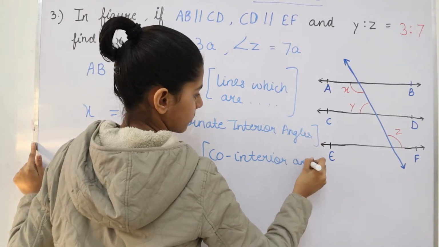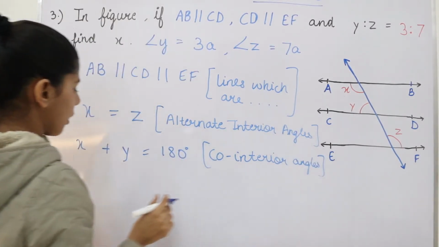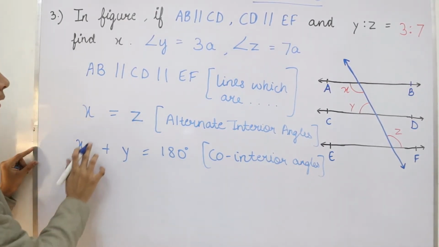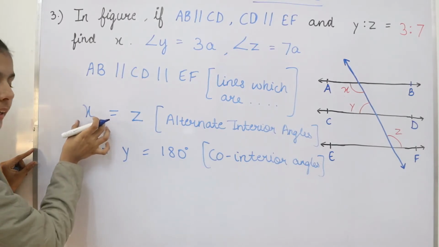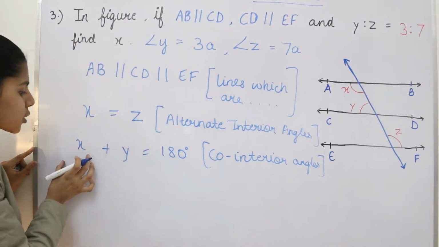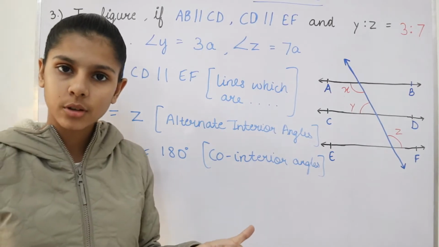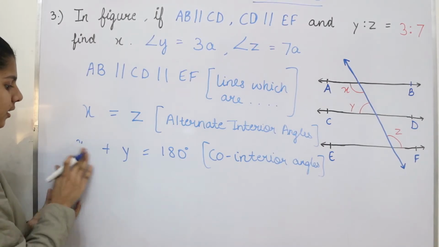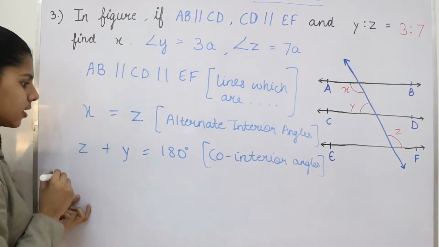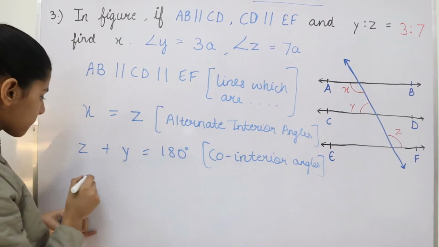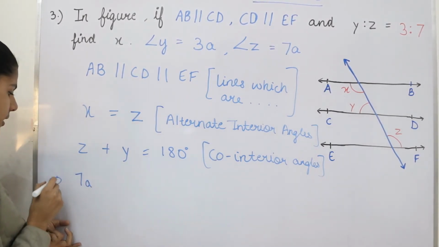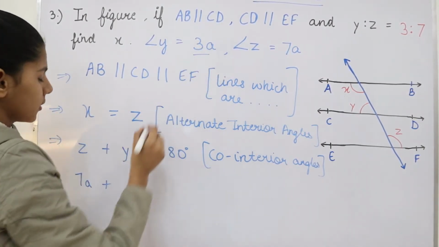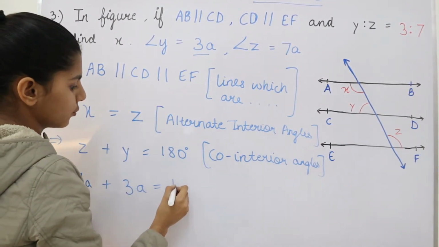Co-interior angles. Fine. Now angle X plus angle Y is equal to 180 degree. We have discussed in the earlier step that angle X is equal to angle Z. So in the place of angle X we can write Z also, because both angles are equal. So Z is 7A. We will write 7A in the place of Z, and in the place of Y we will write 3A, equal to 180 degree.